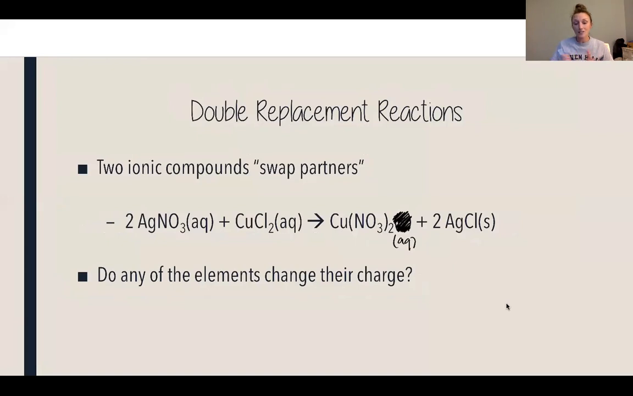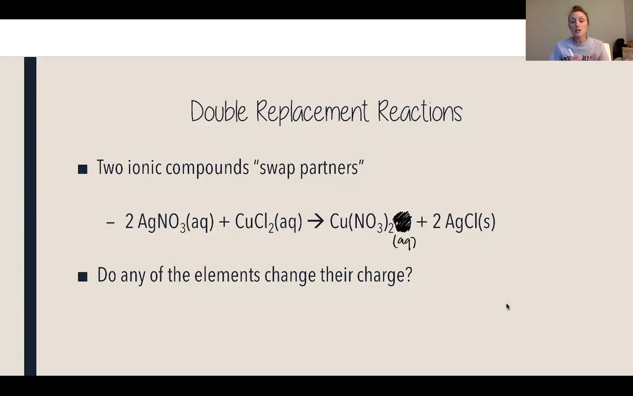And I realized very quickly after I uploaded these that I messed up on one subscript. So I went ahead and changed that. Copper 2 nitrate should be aqueous. And we will talk a little bit later about how you'll know what state something should be, because that's going to be the big point as far as whether the reaction is going to happen or not.